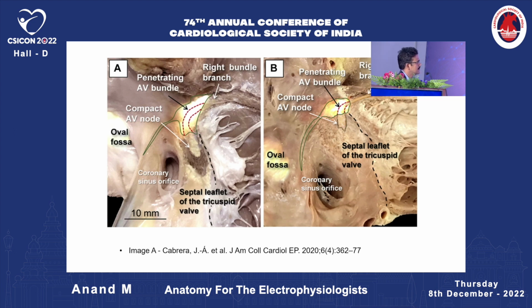This is a picture in the RA view. Here we can see that in A the AV node is more inferior, while in B the AV node is more superior. You can see that the AV node's anatomy differs from person to person. Some people will be more inferior, some people will be more superior. So in slow pathway ablation, if you go more superior to the CS os roof, there is a chance of injury to the AV node. So always keep the ablation below the CS os roof.